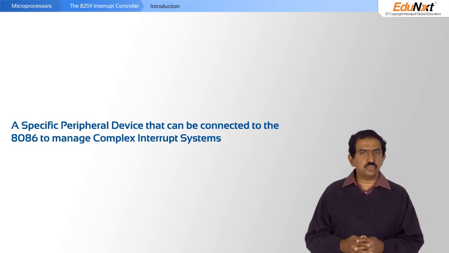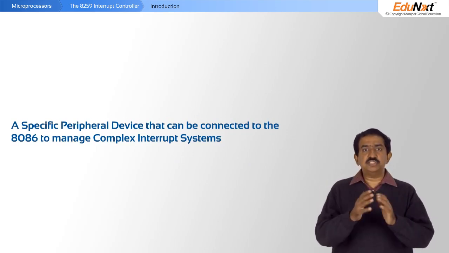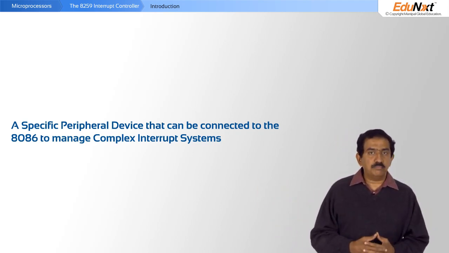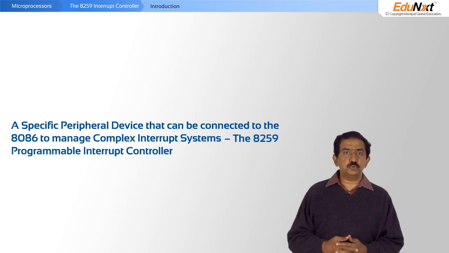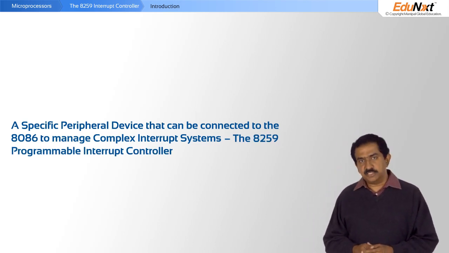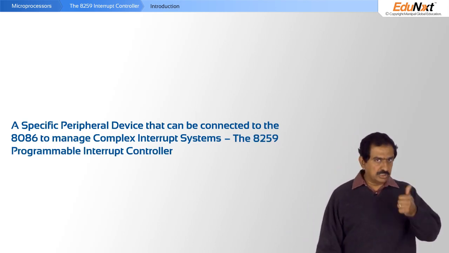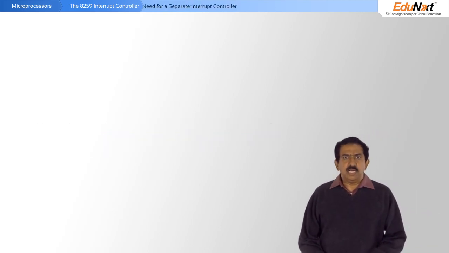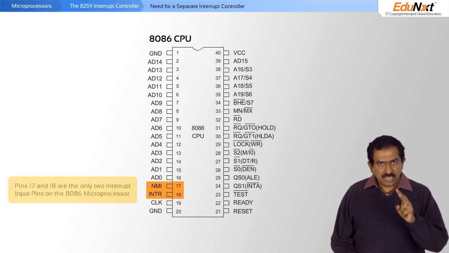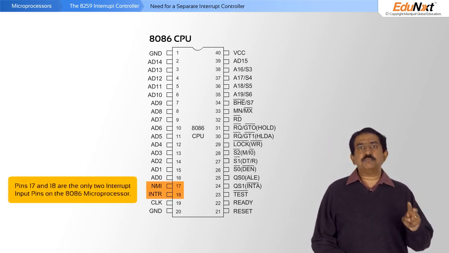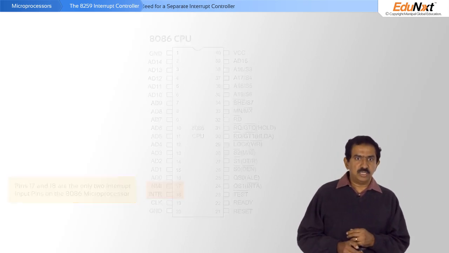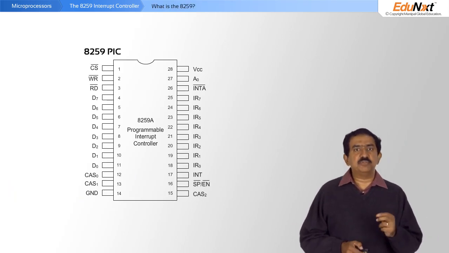Today I'm going to be talking about a specific peripheral device that you can connect to the 8086 for managing fairly complex interrupt systems that the 8086 on its own may not be able to do. This is called the 8259 Programmable Interrupt Controller. So it controls interrupts and the 8259 itself can be programmed. Remember, there are only two interrupt lines for the 8086 and you cannot make a complex system with just two interrupt lines. You need something more. The 8259 PIC gives you that option.